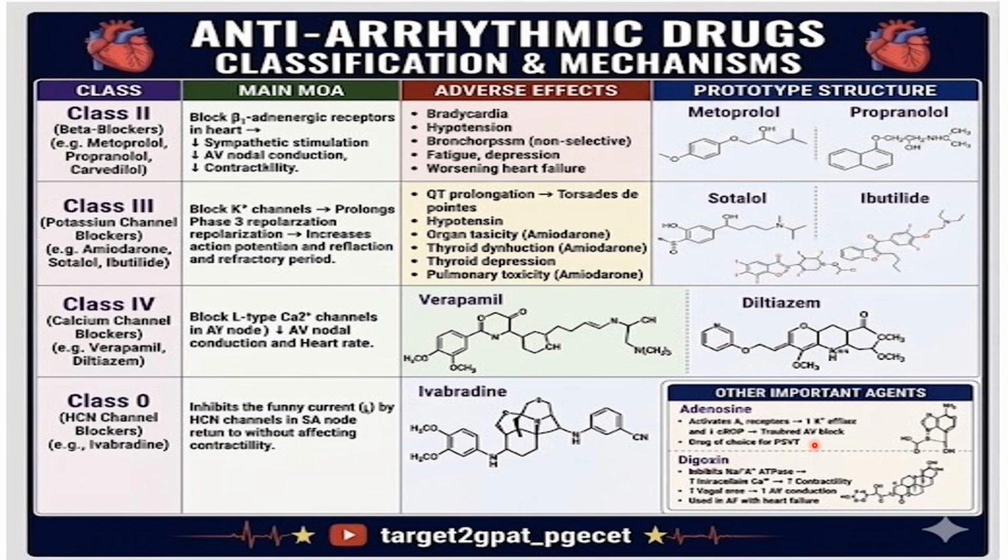That's why I'm mentioning only the important points here as per your GPAT, PGCET and NIPER exams. So another specific agent which can be used as an antiarrhythmic drug is digoxin. We already discussed this drug in this topic, digoxin, under cardiovascular cardiac glycosides.